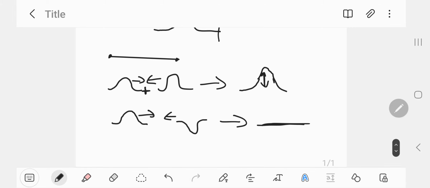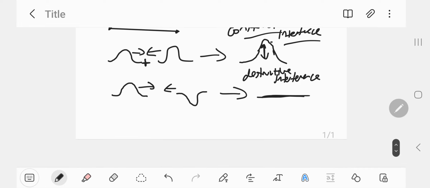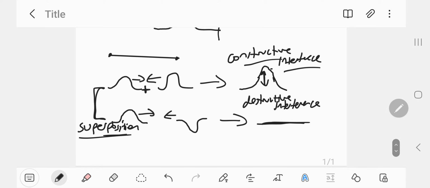This first scenario is called constructive interference, constructive because two waves come together, they combine, and they construct a bigger wave. This scenario here is called destructive interference, because the two waves come and they basically destroy each other, in other words. You can think of it that way. In general terms, these two scenarios are called superposition. When you superimpose, when you add two waves, you get two different scenarios.